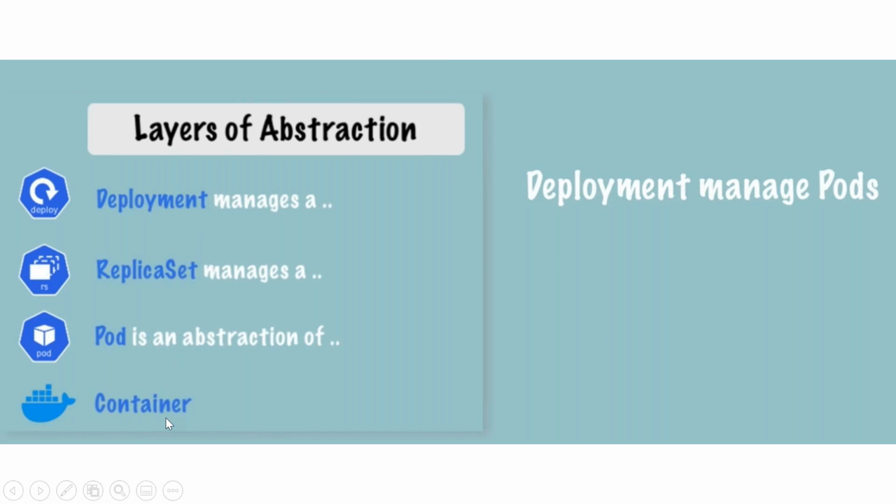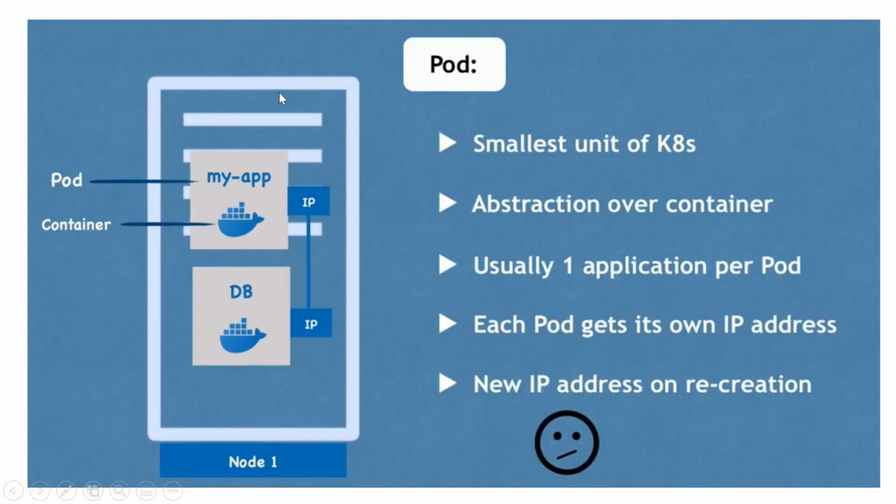You can also put it like this. This is what pod stands for. So pod is the smallest unit of work on Kubernetes. It is the layer of abstraction over my container. Usually one pod will have one container. Each pod will get its own IP address like this. Then if I have 2 pods inside one node, this is pod 1, pod 2, so I will get 2 IP addresses. This is one IP address. This is one IP address.